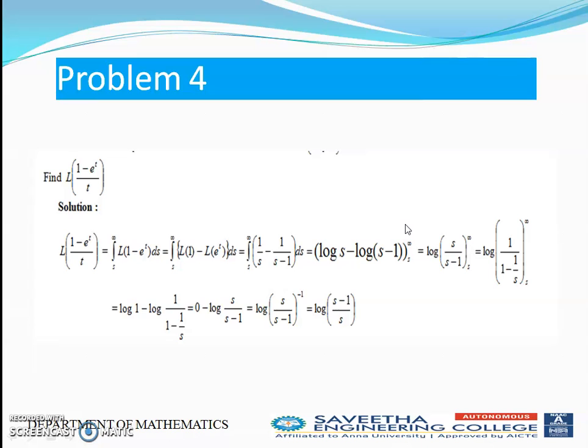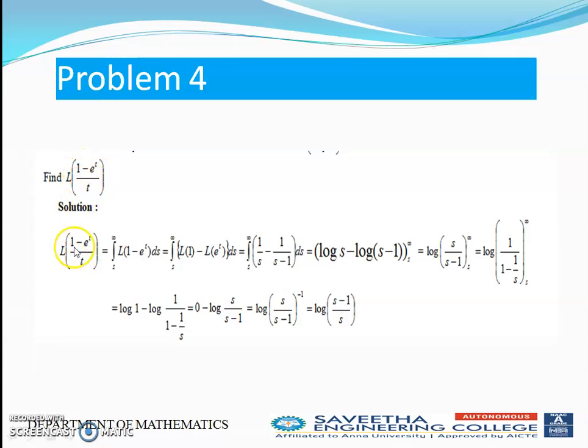So next, problem number 4. Find L of 1 minus e power t divided by t. So these are divisible by t forms. Already I told that 1 by t means we take the integration from s to infinity, and multiple of t means we take the differentiation with respect to s. So here 1 by t is given, and f of t is nothing but 1 minus e power t.